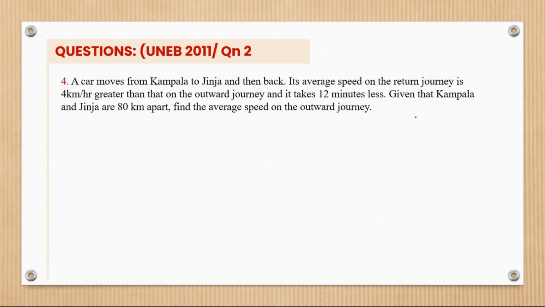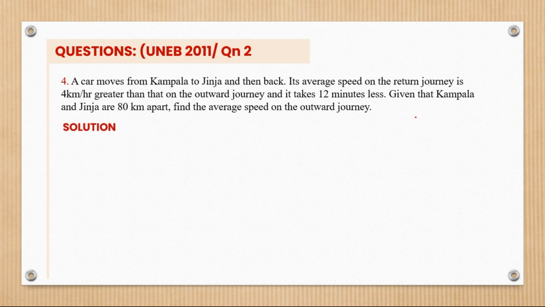So the outward journey basically means the journey from Kampala to Jinja, and then the journey back is going to be the other journey, the second journey that actually happened. So there is him moving from Kampala to Jinja and then moving from Jinja back to Kampala. So that other journey coming back is what I would call an inward journey, or the journey back.